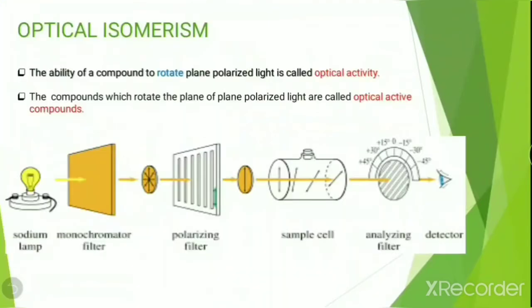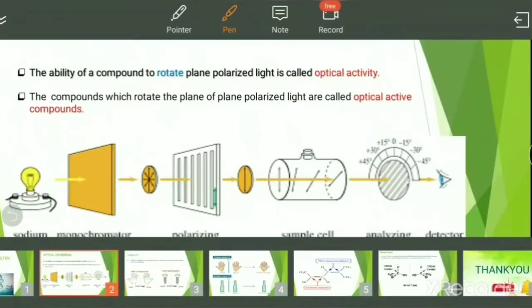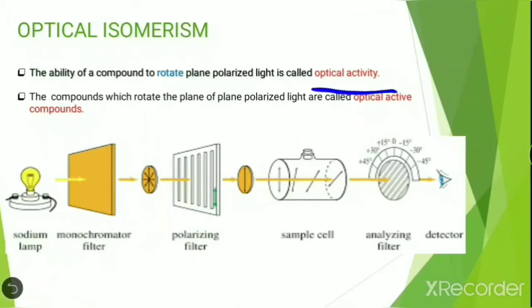Optical isomerism: the ability of a compound to rotate plane polarized light is called optical activity. And the compounds which rotate plane polarized light are called optically active compounds. Optical isomerism is characterized by compounds having the same structure but different configuration.